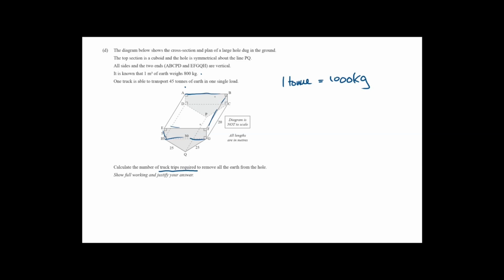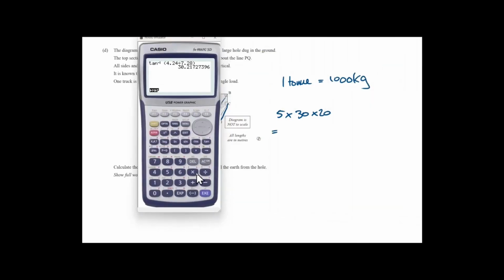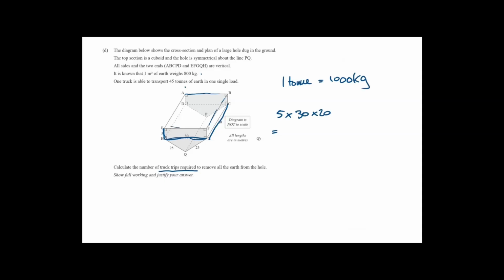So let's work out the cuboid at the top here. So this has 5, and this is 30, and this is 20 deep. So 5 times 30 times 20 is going to be what? We're going to grab our calculator. You could maybe do this in your head, but we'll do it on the calculator. 3,000. So this is 3,000, and this is going to be meters cubed. So that's the cuboid done.